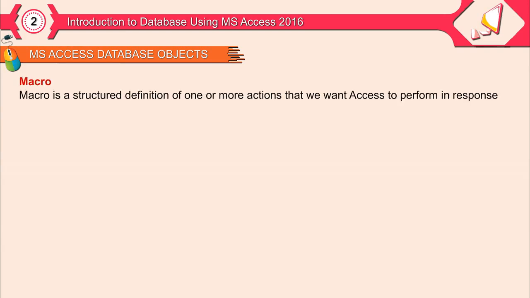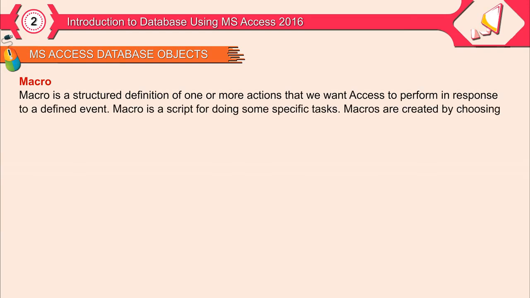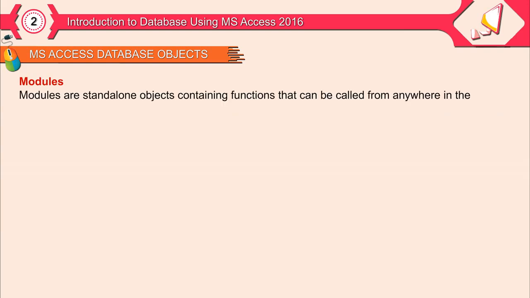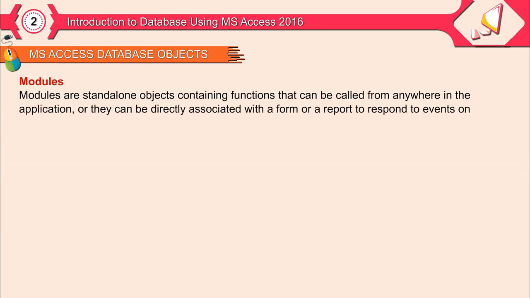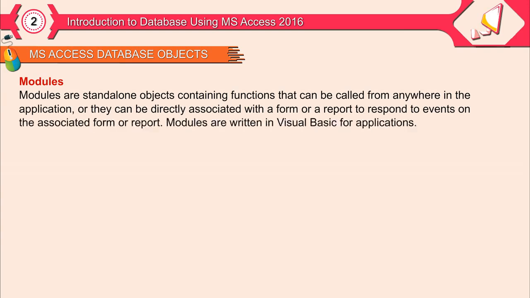Macro. A macro is a structured definition of one or more actions that we want Access to perform in response to a defined event. A macro is a script for doing specific tasks. Macros are created by choosing from a list of macro actions. Modules. Modules are standalone objects containing functions that can be called from anywhere in the application, or they can be directly associated with a form or a report to respond to events on the associated form or report. Modules are written in Visual Basic for Applications.